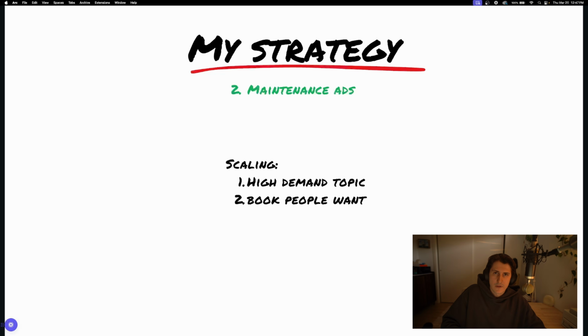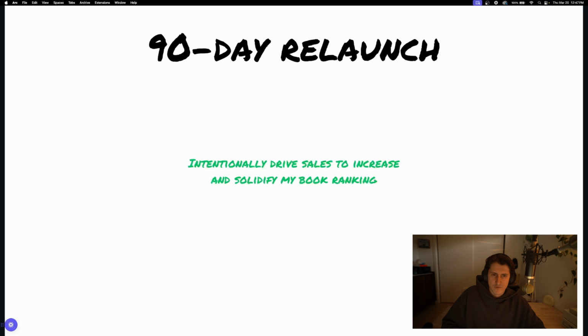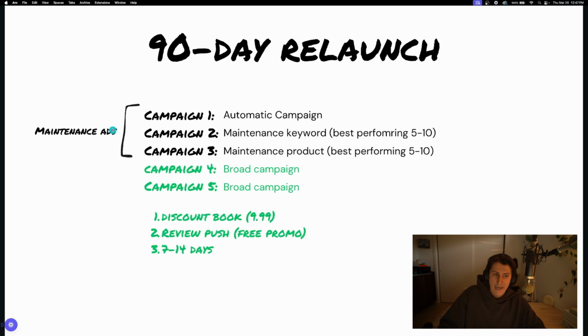We need to go over one more thing, and that is the 90-day relaunch. So the 90-day relaunch is when we intentionally drive sales back to our book to increase and solidify its ranking. And so basically what we're going to do is we have, of course, our maintenance ads after our book is launched, established, and running. From there, what we're going to do is add an extra broad campaign for our keyword and for our products, like our initial launch campaigns. But most importantly, we're going to once again discount our book. We're then going to do a review push, because every 90 days, if our book is enrolled in KDP Select, we get that free promo back.